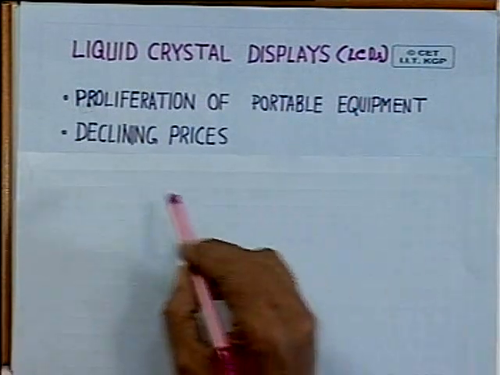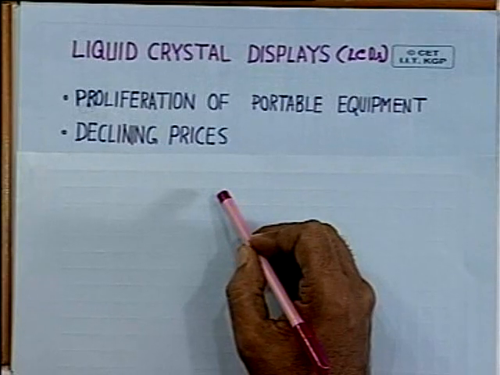Second is declining prices. Earlier the cost of liquid crystal displays was very high, but in recent times the cost of LCD displays is going down because of widespread use. Larger the volume of sale, lower is the cost, and that is happening.